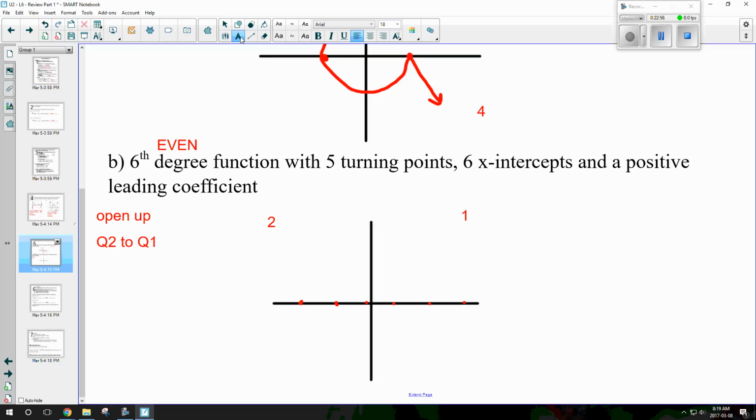And we must have 5 turning points. So we start in this quadrant here, go down. Oops. Let's try that again. 1, 2, 3, 4, 5 turning points, and we end in our last quadrant here. And again, don't forget your arrows because it does continue up into those end quadrants up forever.